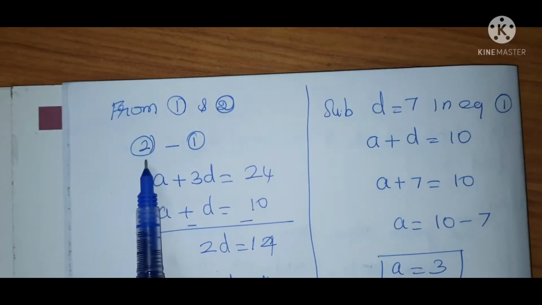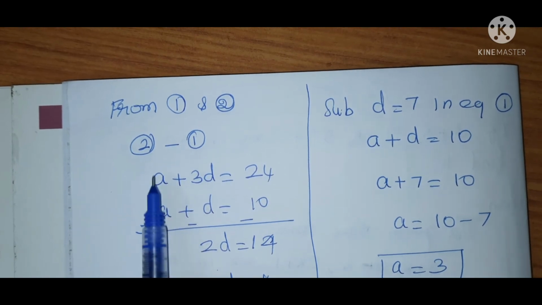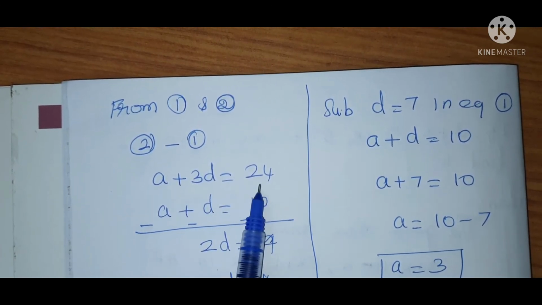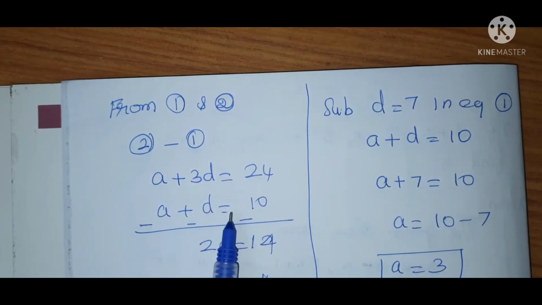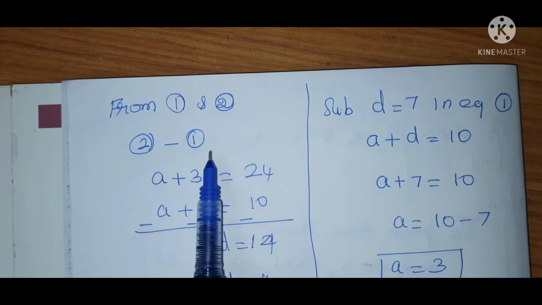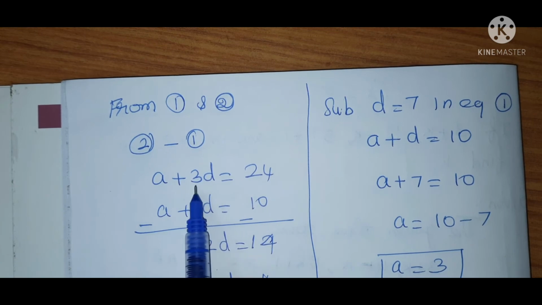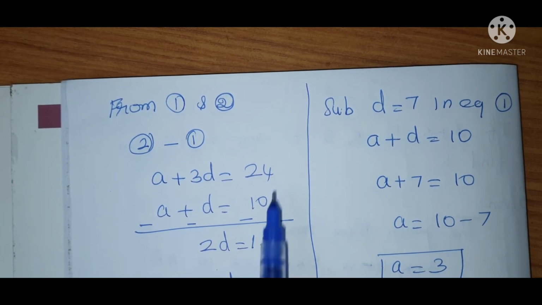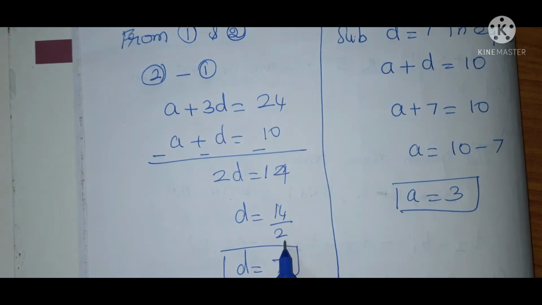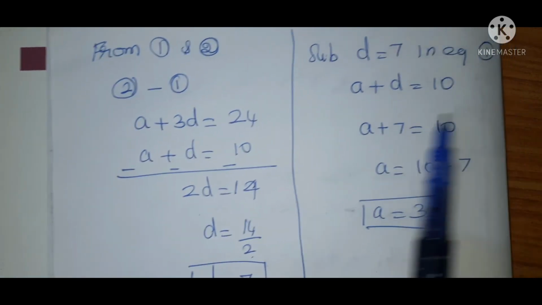Equation number 2. Subtract equation 1 from equation 2. a plus 3d is equal to 24, a plus d is equal to 10. Subtracting, a minus a cancels to 0, 3d minus d is 2d, and 24 minus 10 is 14. So d is equal to 14 by 2, d is equal to 7.